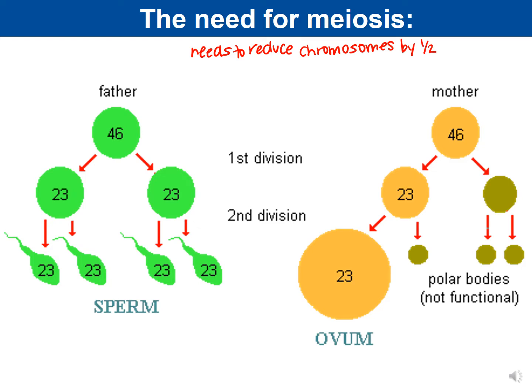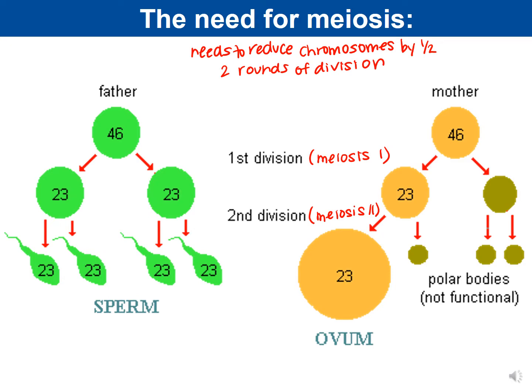And so to do this, we do 2 rounds of division. The first round of division is referred to as meiosis 1. And the second round of division is referred to as meiosis 2. It's Roman numeral 2. So meiosis 1 and meiosis 2. What you're going to learn, and I'll go through the specifics in a minute, is that when the cell goes through meiosis 1, we are already going to split chromosome number in half.